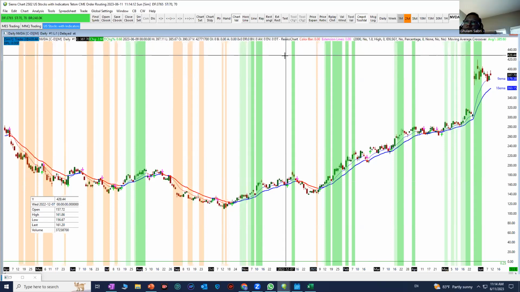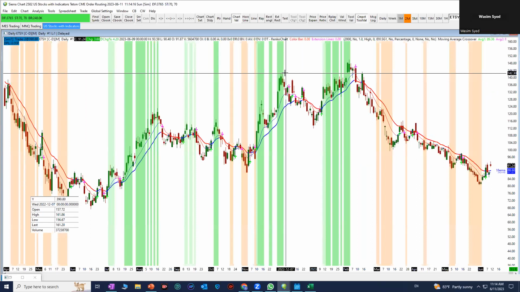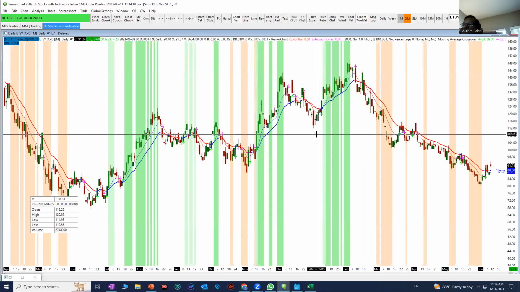Let's see your Square. Which one do you want to take a look at? Etsy, let's see Etsy. This is the question Wasim raised, that is the main question we all want: what is coming up now and how do we get in early enough, without gambling, just making some informed decision.